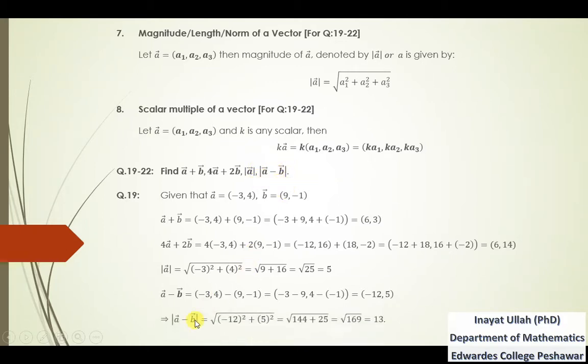So the magnitude of a minus b is the magnitude of this vector, that is equal to square root of minus 12 whole square plus 5 whole square. Minus 12 whole square is 144, 5 square is 25, and that is equal to 169, and the square root of 169 is 13. So that is the magnitude of a minus b.